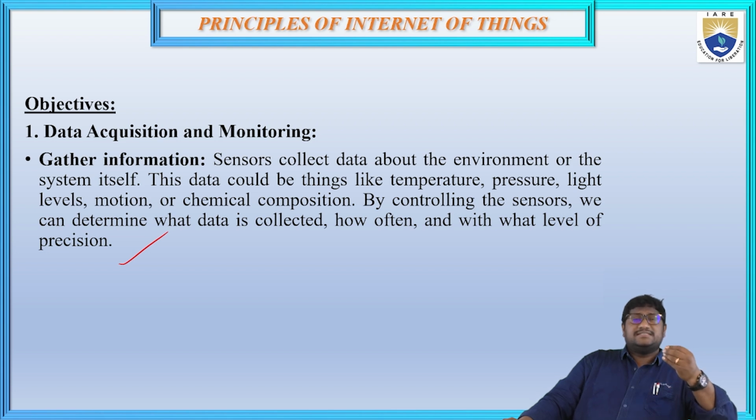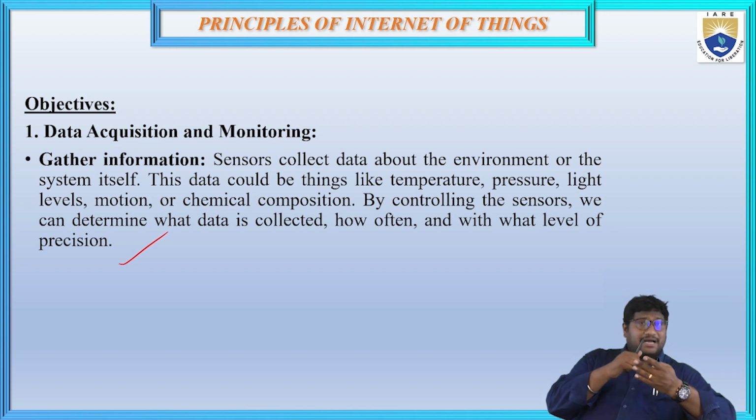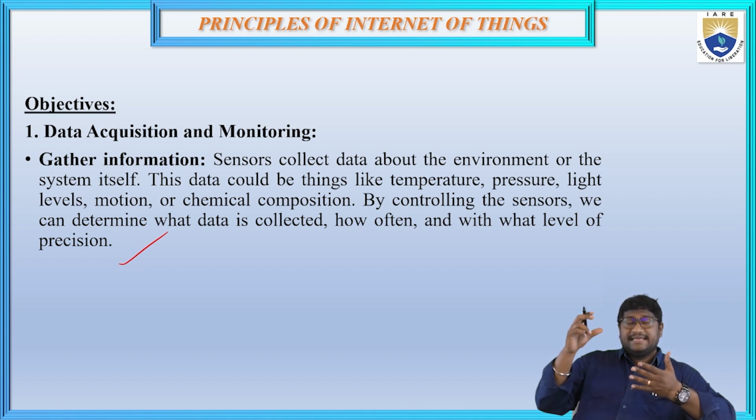The sensor is the thing which senses information about the particular environment, where the data can be anything. It can be temperature, pressure, light levels, motion levels, or chemical composition. Each one of these can be treated as an individual IoT system.